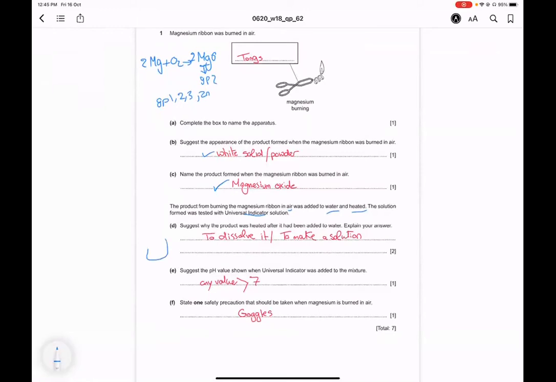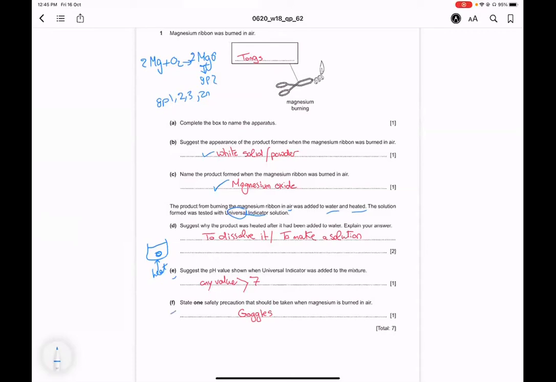Okay, so he added the solid to water and then he heated. Why would he heat? It's not a reaction. Take care, he's just measuring the pH. But the reason is to dissolve it or to make it a solution. Suggest the pH value shown when universal indicator is added to the mixture. Any value above 7 is accepted. Magnesium hydroxide or magnesium oxide are metal oxides, and metal oxides are basic.